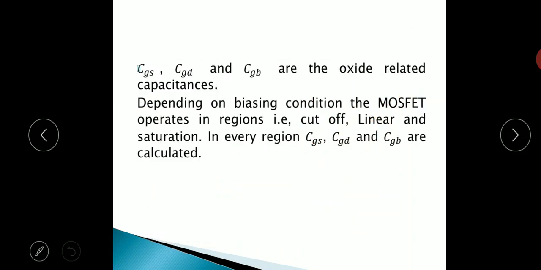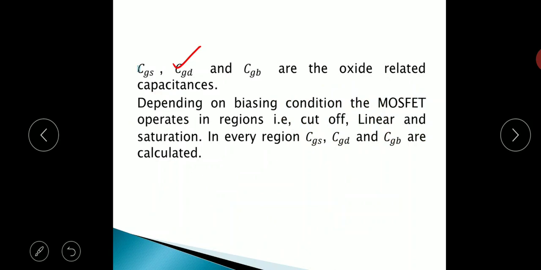Next, the channel region is connected to the source, drain and substrate. Now we discuss the three capacitances between gate and these regions, that is CGS, CGD and CGB. The gate to source capacitance CGS is actually the gate to channel capacitance seen between gate and source terminal. Also, gate to drain capacitance CGD is actually the gate to channel capacitance seen between gate and drain terminal.